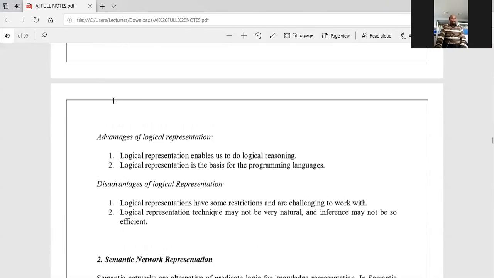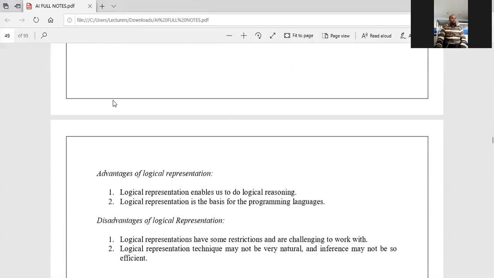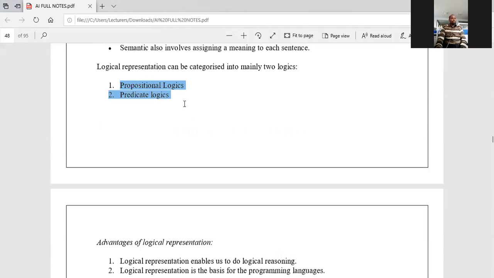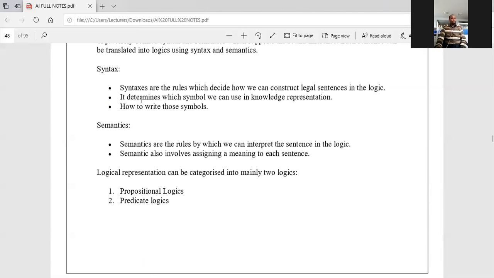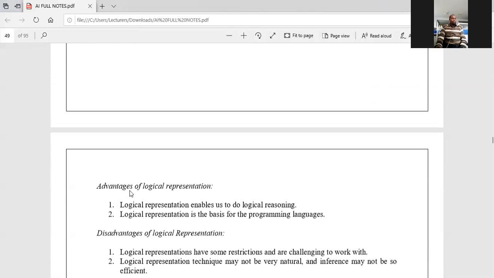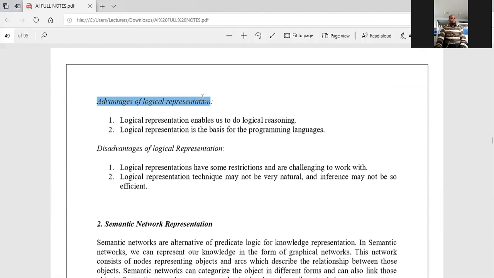Then let's look at the advantages of logical representation. I want you to just pass this. I included it for your knowledge, but I don't think it's worth discussing for now. What you have to know is syntax and semantics, because that is what you're going to be asked and tested on, okay? So, advantages of logical representation.